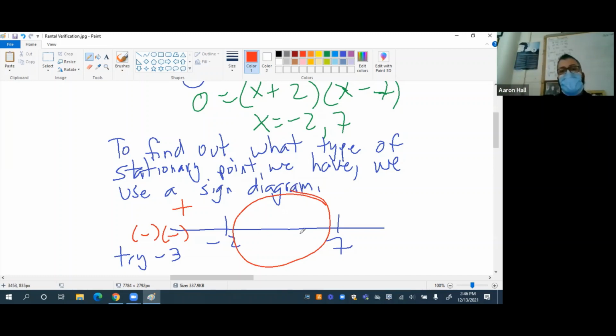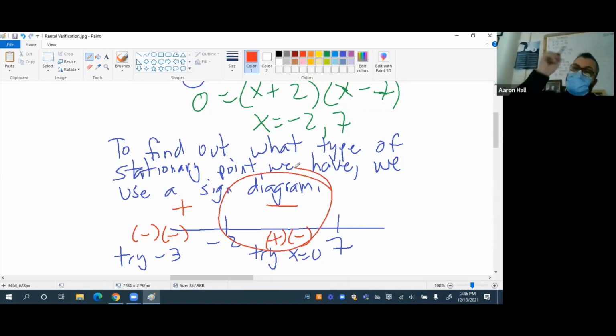Now we want to find out whether this interval has a positive slope or a negative slope. So what's a number, any number in between -2 and 7? Right, 0. Let's try x equals 0. If I plug 0 in here, is that positive or negative? Positive. If I plug in 0 over here, positive or negative? Negative. What's a positive times a negative? It means that I have a negative slope between -2 and 7.